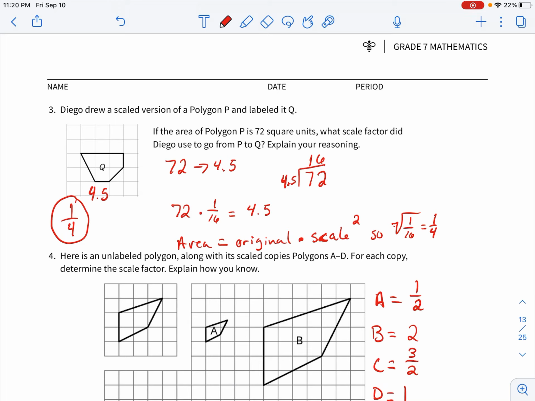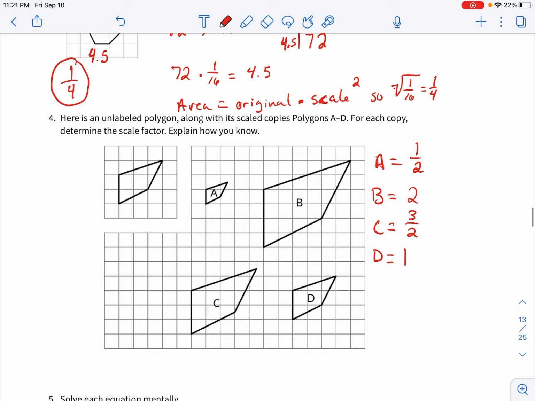Okay, so that gives us the number that we're multiplying by. 72 times 1/16 equals 4.5. But now, remember that the area of a figure changes by the scale squared. So pretty much this 1/16 is the scale squared. We need to find out what the square root of that is to find the actual scale. So the square root of 1/16 is actually 1/4. Therefore, our scale factor is this 1/4.